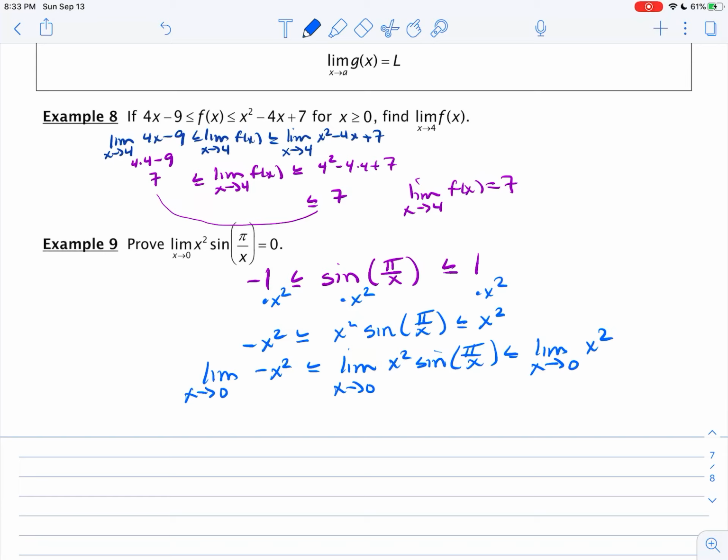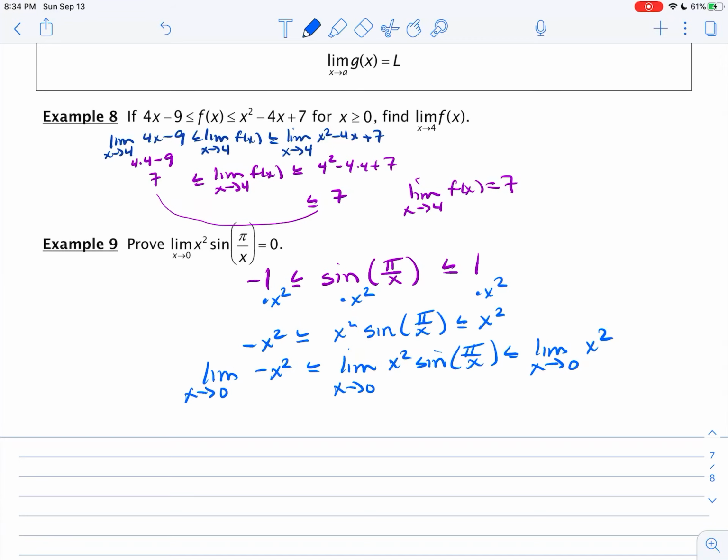Usually when you have a trig function multiplied by something in your limits, you can't just evaluate directly, because if I plugged in 0, I'd get pi over 0, and the sine of infinity will oscillate back and forth between positive and negative 1. So we would have infinity times 0, which is an indeterminate product. That's a topic for another section, another chapter, L'Hopital's rule.